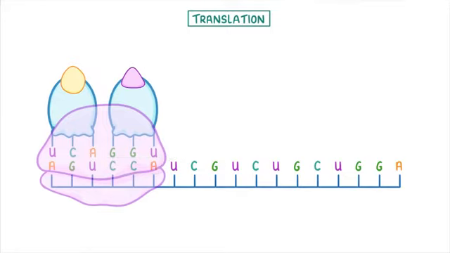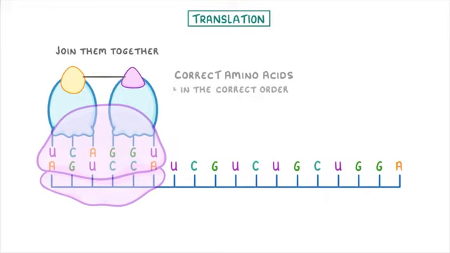Now, the whole point of this seemingly complex process is that the tRNAs have now brought the correct amino acids down to the ribosome in the correct order. So the ribosome is able to join them together and start building up a chain of amino acids.